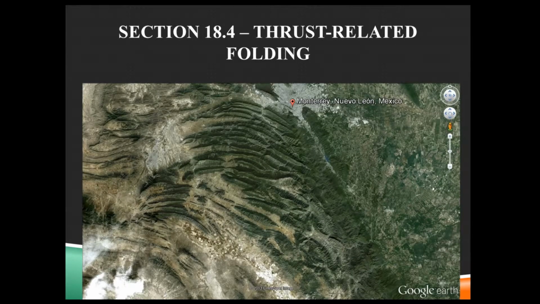Now, again, real systems, real thrust fold belts are going to have a mix of the duplex and the imbricate fans because the real world doesn't like doing things neat and tidy. It does it however the rock breaks and bends. So this is a nice satellite image from Google Earth of a thrust fold belt. You can see this is in Mexico, right near Monterrey. And you can see all of these beautiful folds.